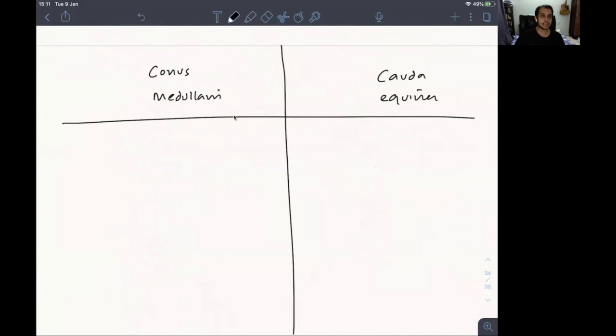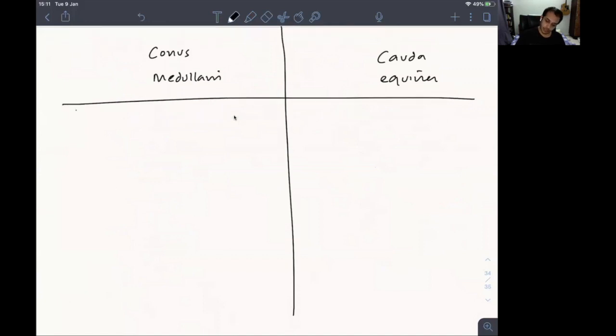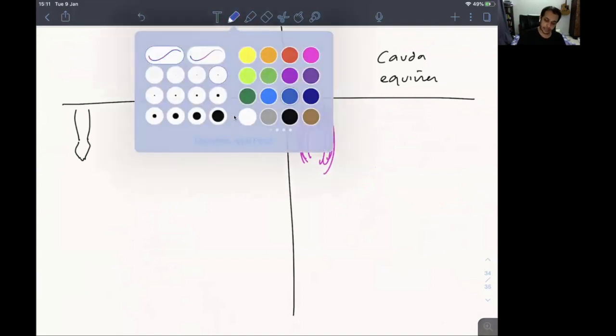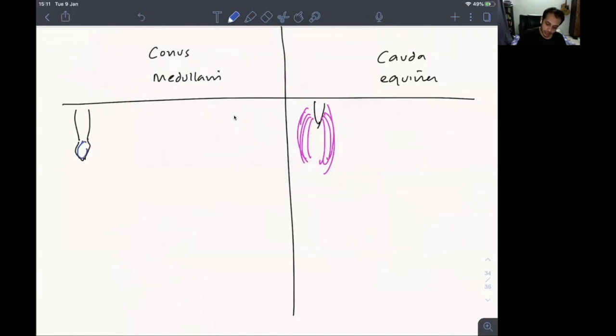So the first thing is the anatomy. In the conus medullaris, the involvement is in the final bulb-like structure of the cord. And in the cauda equina, the involvement is in the nerve roots that have exited the cord. That is one. The second thing is, this is a very tight structure.